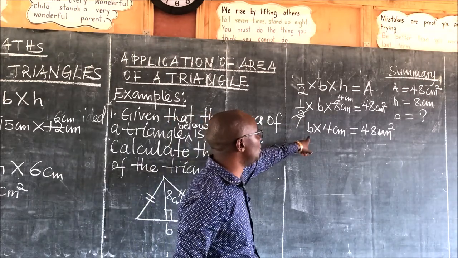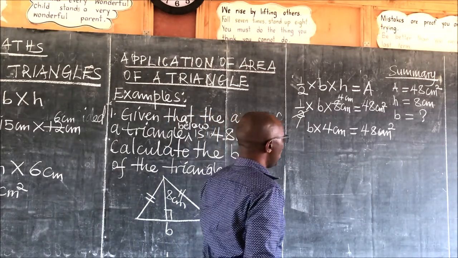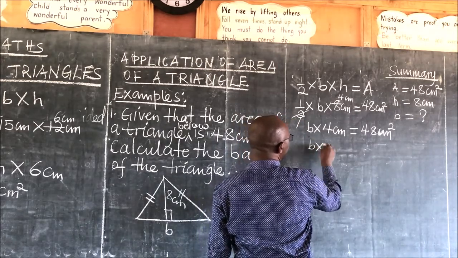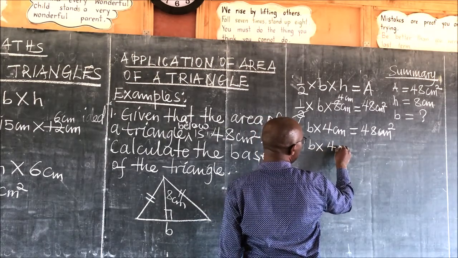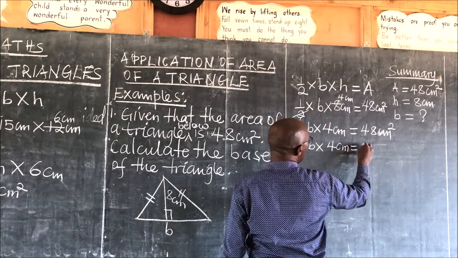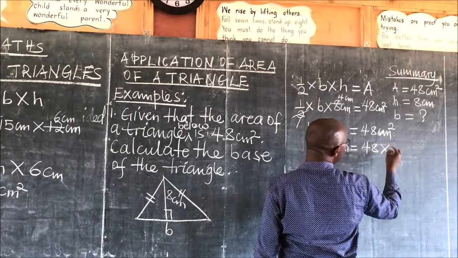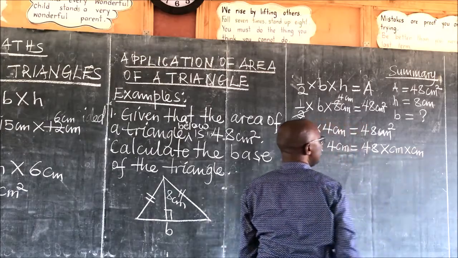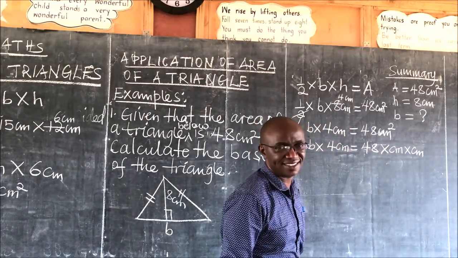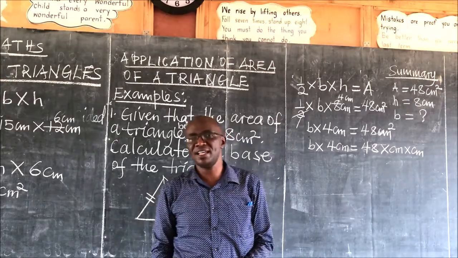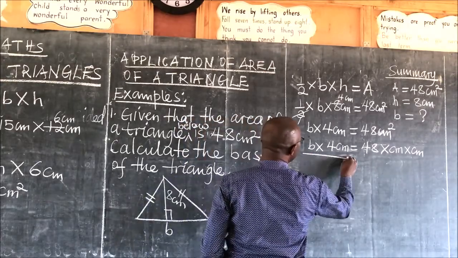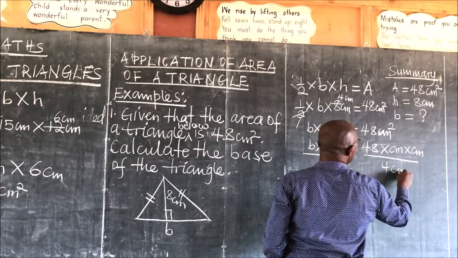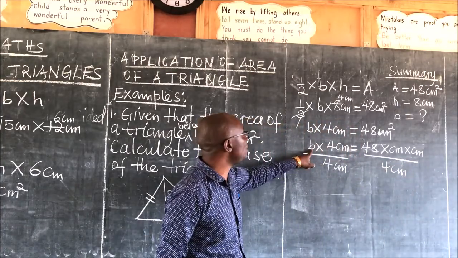We are looking for the value of the base. So now we are going to divide. So this is going to be B times 4 centimeters is equal to 48 cm times cm, because cm squared means you multiply cm twice. So divide both sides by 4 centimeters and by 4 centimeters to remain with only B, which is the base.